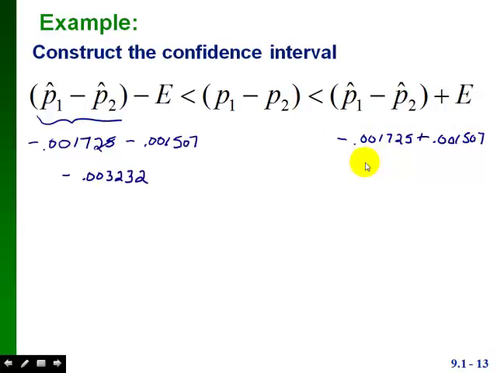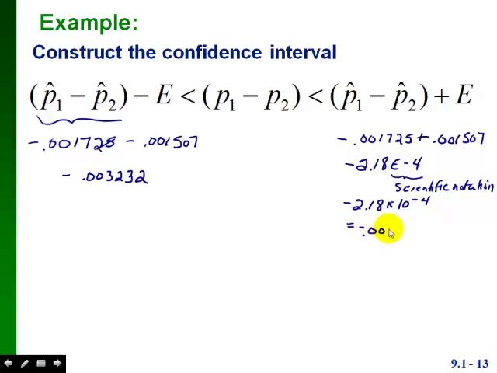Okay, and if you're doing this on your calculator, or at least on mine, it gives me an answer that looks like this. Remember, this is scientific notation. That actually means that we have negative 2.18 times 10 to the negative 4th, which is the same as negative 0.000218. Okay, so we have our two limits for our confidence interval. So our confidence interval looks like this.